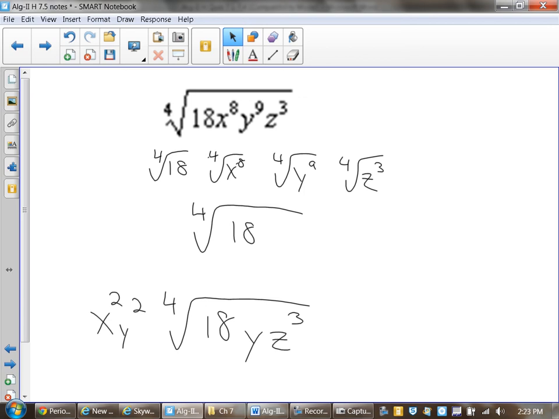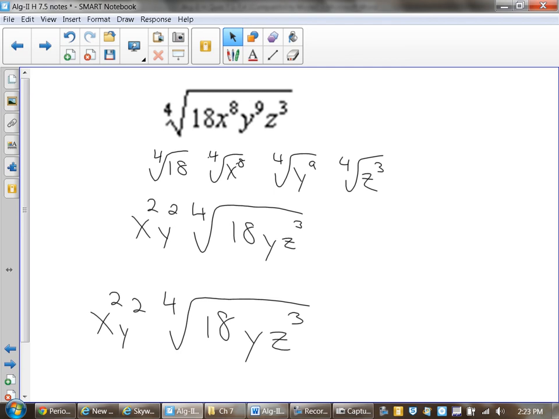4 goes into 8 how many times? Twice. So you can take 2 out. There's no leftover. 4 goes into 9 twice. There's 1 left over, so 1 has to stay in. 4 doesn't go into 3, so all 3 of them have to stay in. That's the shortcut way of doing that. The long way was to rewrite it as a fractional exponent and simplify your fractions all the way down the line, which is a pain.